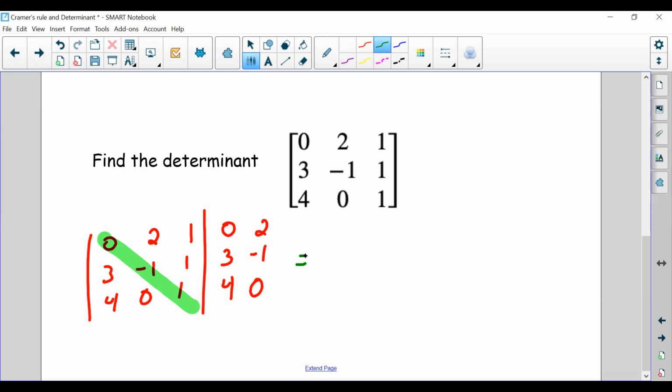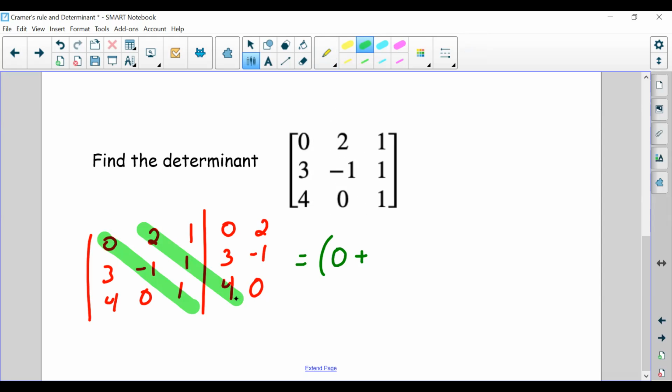So 0 times negative 1 times 1. What's 0 times negative 1 times 1? 0. Okay, so that's 0. Now, plus, this is where it's different, plus the next diagonal down.